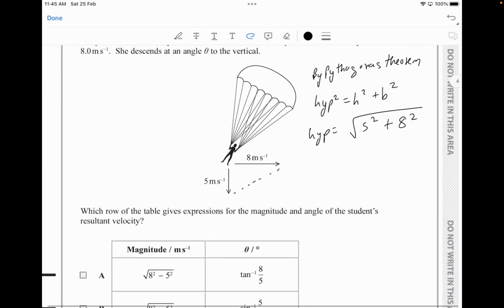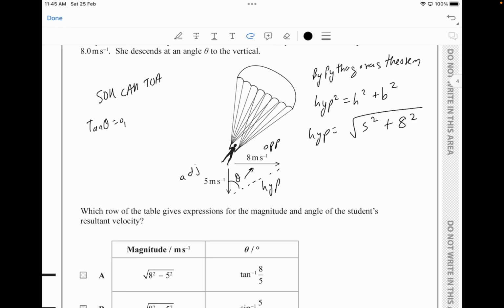Now we have to find the angle theta. The angle at this point is going to be here. This is theta. If you look at the opposite, adjacent, and the hypotenuse, we can use the concept of SOHCAHTOA. We can see that there's the opposite and adjacent, so we use tan theta is equivalent to opposite divided by adjacent. We rearrange this to make theta the subject, so it becomes tan inverse of the opposite, which in this case is 8, divided by the adjacent, which is 5. And that should give you your angle.